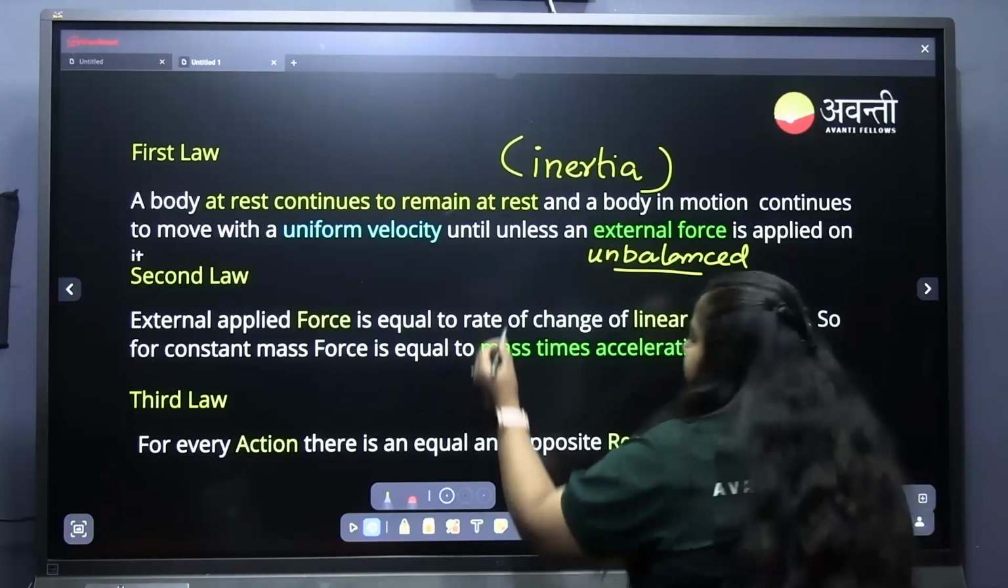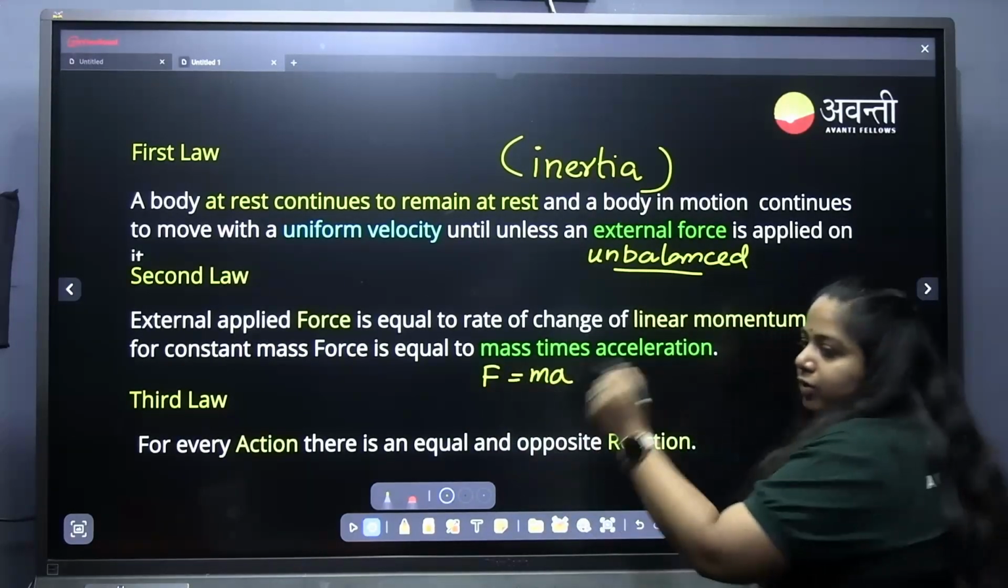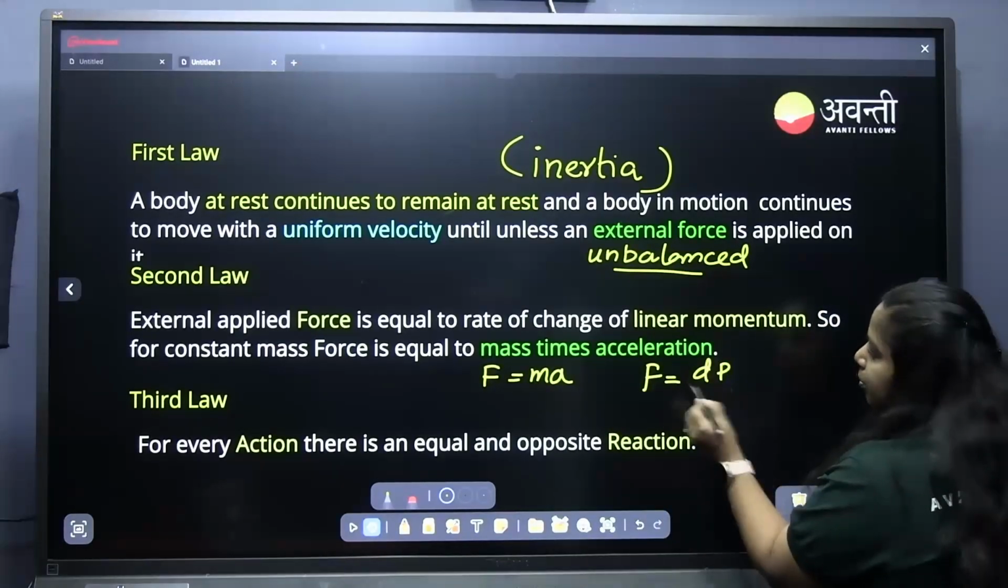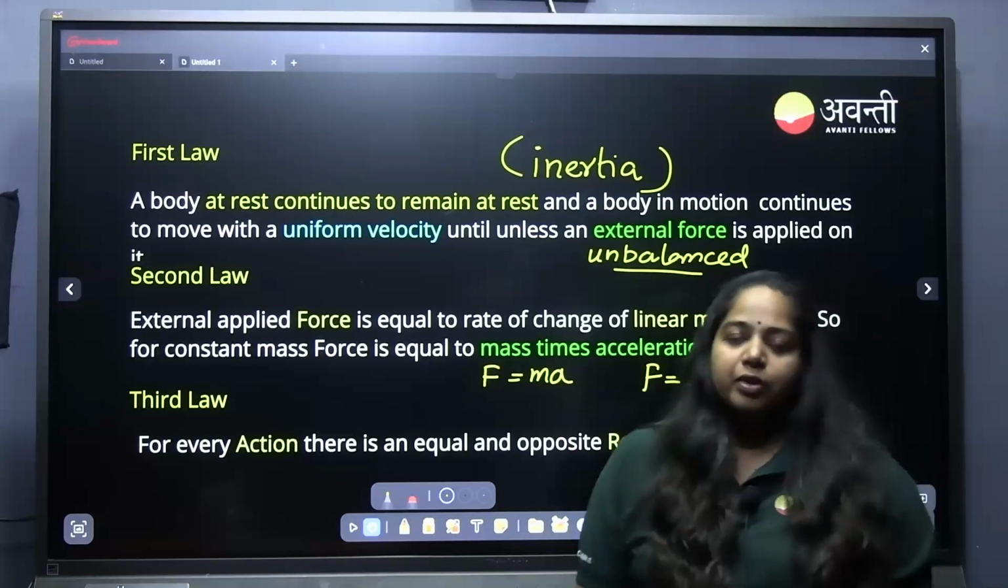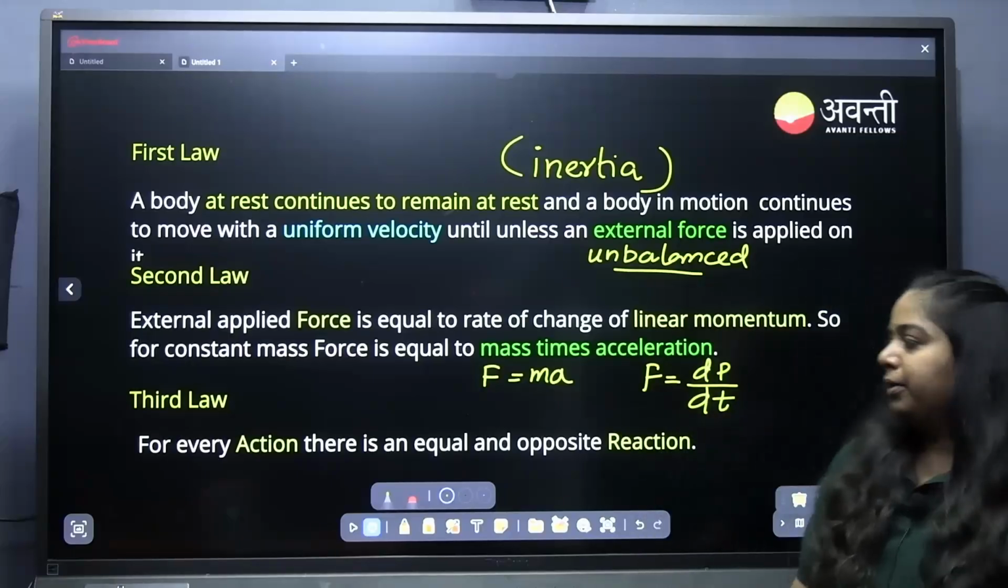So this describes the equation F = ma. How are we getting this equation? F is equal to dp by dt. From this we are getting the equation F = ma. So this describes the relation between force and linear momentum.